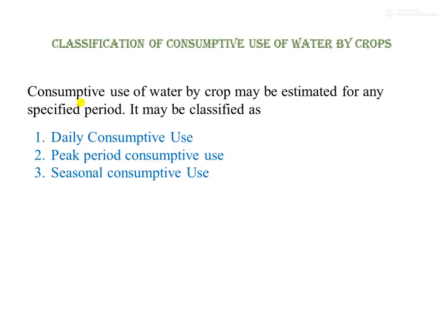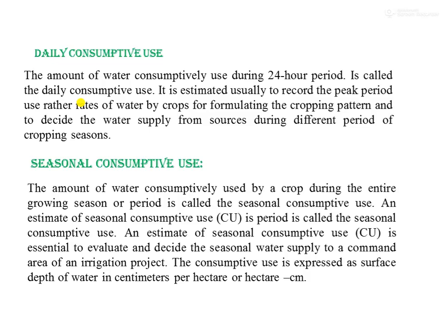Then classification of consumptive use of water by crops. Whatever water is consumed by plants, on that basis the classification of consumptive use is given. Consumptive use of water is classified as daily consumptive use, peak period consumptive use and seasonal consumptive use. Daily consumptive use: the amount of water consumptively used during a 24-hour period is called the daily consumptive use. Whatever amount is utilized by the plant for its metabolic activity is called daily consumptive use.